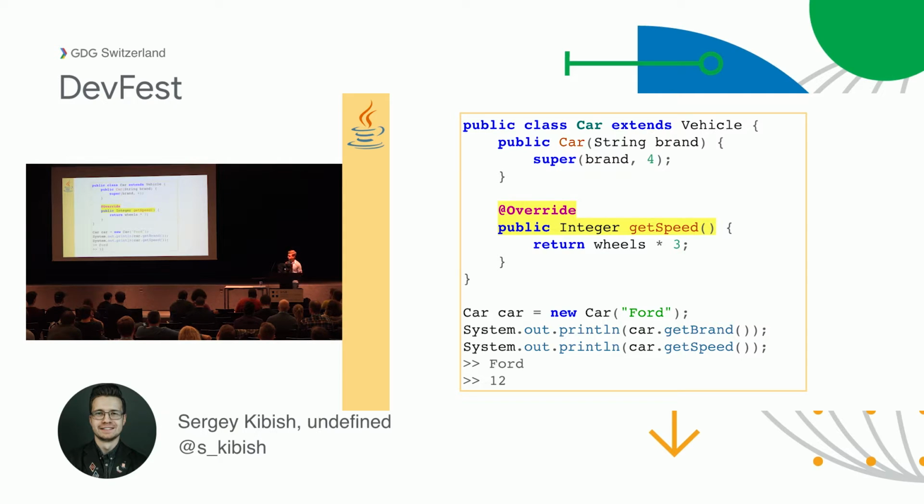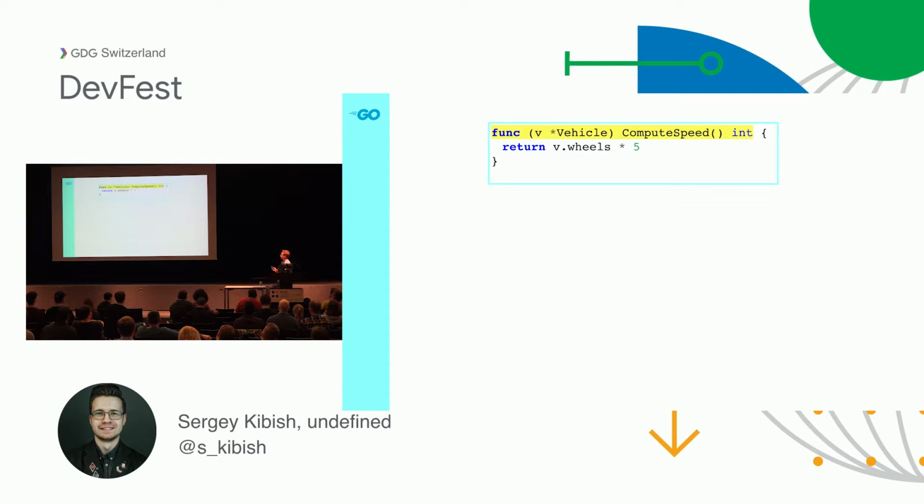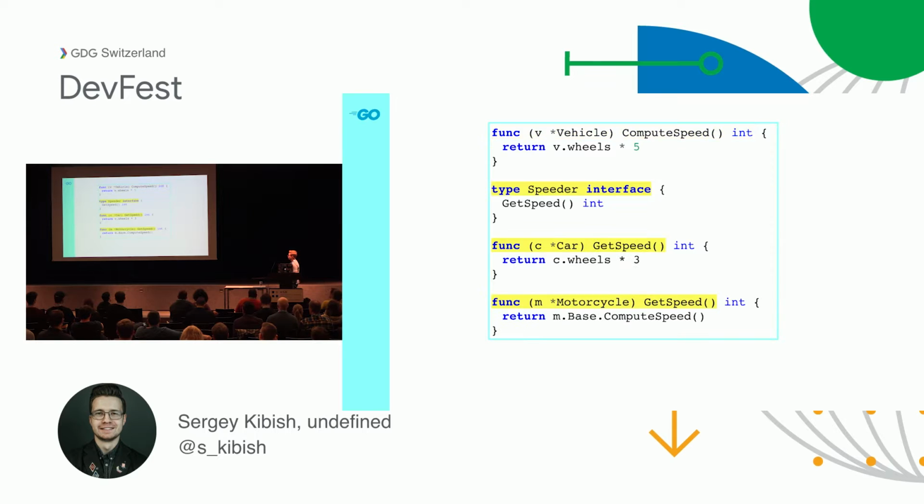So what we will do here is first, for vehicle, we will add some default methods for the logic that computes speed. We name it compute speed. Then we will declare an interface called speeder. And the car and motorcycle will basically implement this interface. So our, I would say, inherited structures implement this method. In Go, there is no implements keyword, as you already seen. If a structure has the specified method, it already implements any interface that has the same method declaration inside.